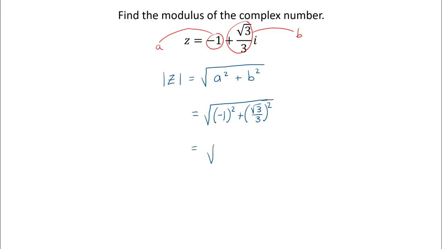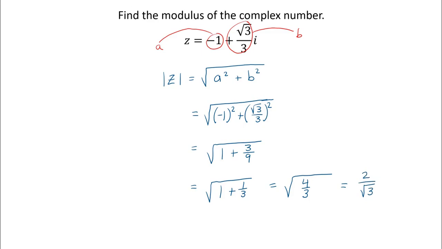And that's equal to the square root of: (-1) squared is 1, and (square root of 3 over 3) squared is 3/9, which is equal to the square root of 1 plus 1/3 if we reduce the 3/9, which is equal to, 1 is 3/3, so we would have 3/3 plus 1/3 is 4/3. Square root of 4/3 is the same thing as square root of 4 over square root of 3. Square root of 4 is 2, so we would have 2 over the square root of 3.